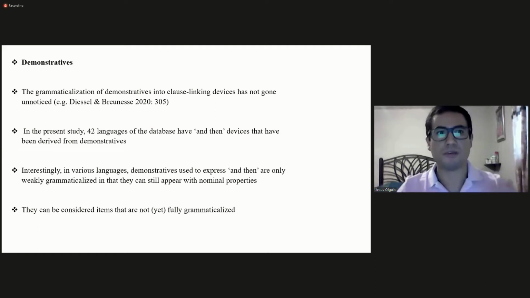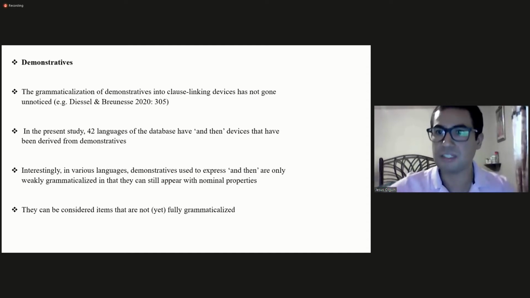So the first one is demonstratives. In the present study, 42 languages in the database have and then devices that have been derived from demonstratives, meaning that. Interestingly, in various languages of the sample, demonstratives used to express this temporal subsequence relation are only weakly grammaticalized. What is this? It means that these demonstratives still appear with some kind of nominal properties, and therefore these items should be considered not yet fully grammaticalized. That is, they are still in the process of becoming and then devices.